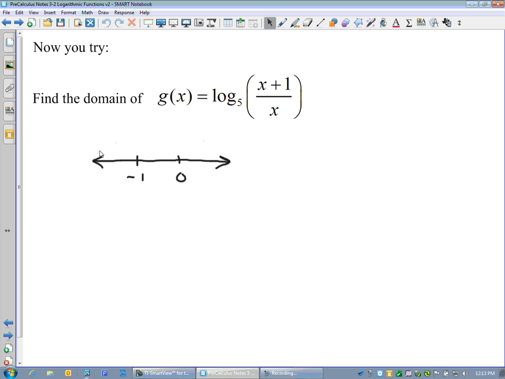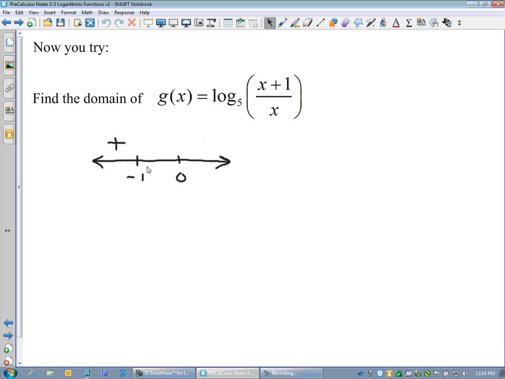I'm going to look at the leftmost interval and think to myself, well, a very large negative number, if I put it in the top, it's still a large negative number. And if I put it in the bottom, it's going to be a large negative number. So negative over negative is going to be a positive.